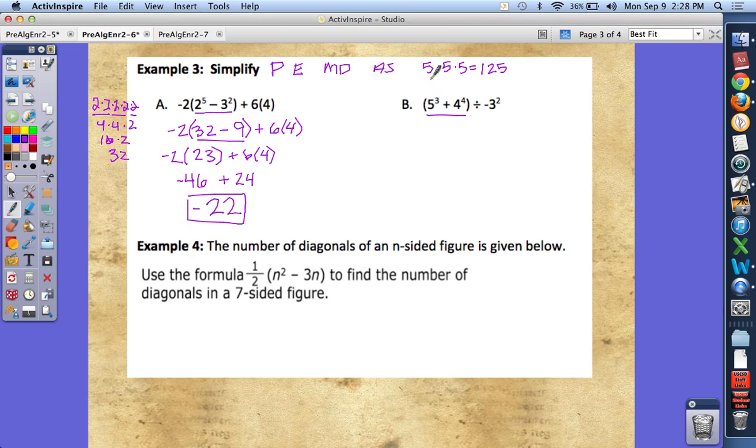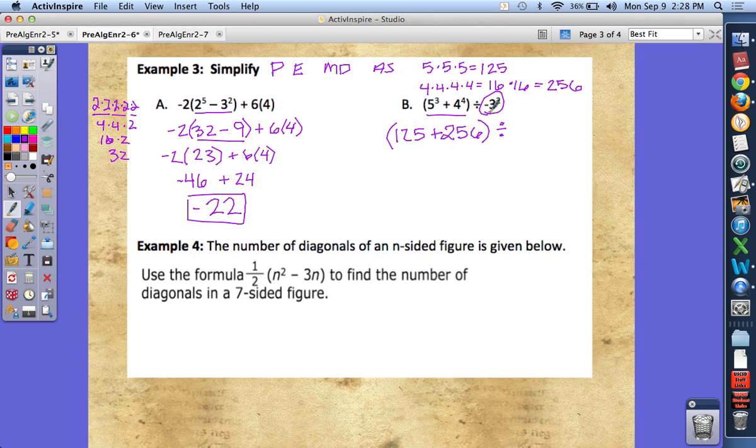You have $1.25. 4 times 4 times 4 times 4. 4 times 4 is 16. We already had this one. What's 16 times 16? Do you remember it? 256. So we have 125 plus 256 being divided by, let's do this exponent too.